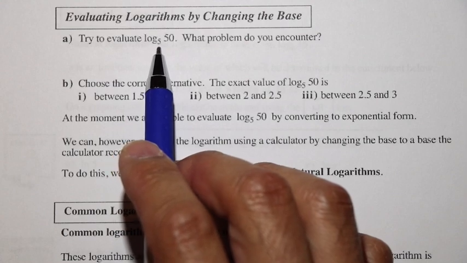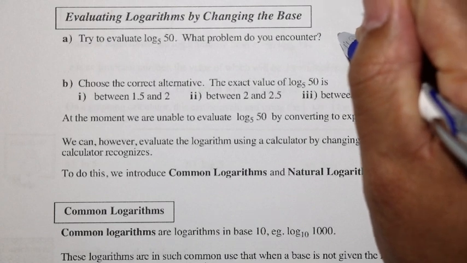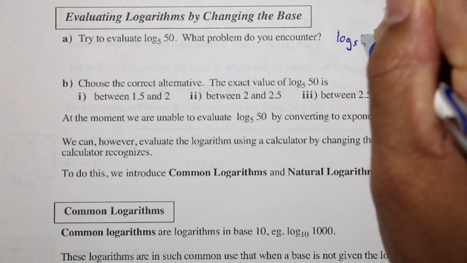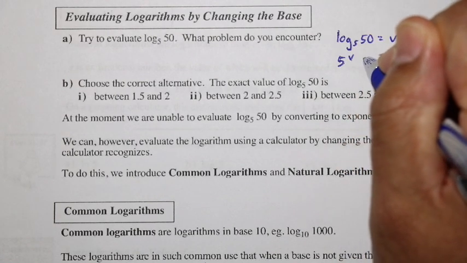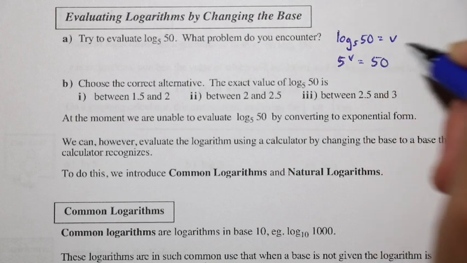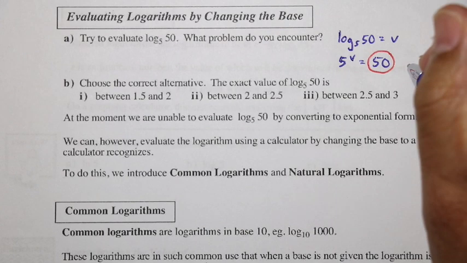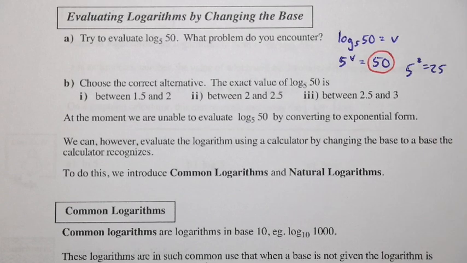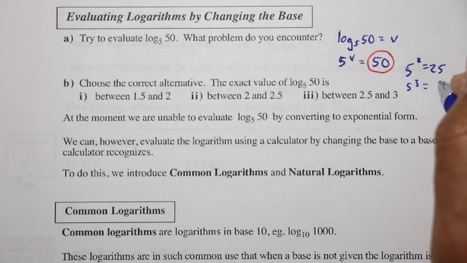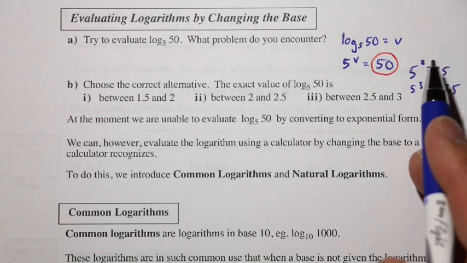Let's start with this log base 5 of 50, and let's try to evaluate that. Well, we could say that log base 5 of 50 is equal to some unknown value v. Exponential form says that 5 to the v is equal to 50. Here we're going to try and write this 50 as a power of 5. So 5 squared is equal to 25. 5 cubed is equal to 125. And 50 is in between there. But we don't have an exact value for that exponent.